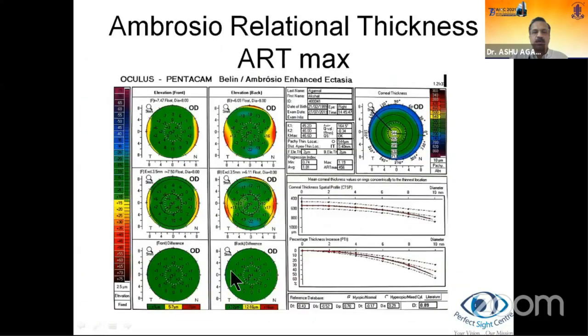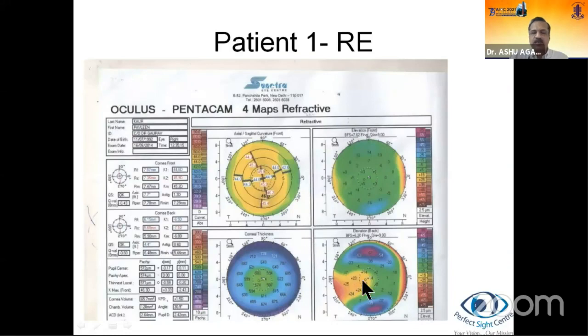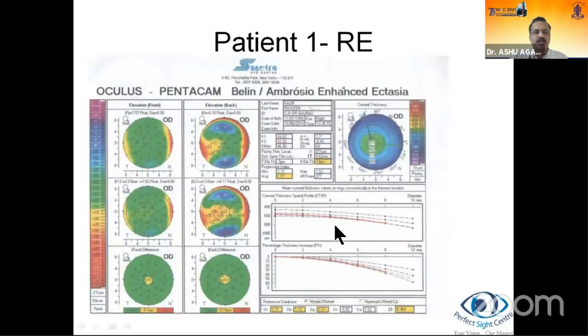Everything is looking normal over here. These Belin-Ambrosio displays, 1 is good, 2 is good, the lines are normal, these graphs are normal, the CTSP profile is normal, the ART max is good. And in contrast, in this map, you see the values here, it's plus 22, it's a little more for a 9 mm, it should not be more than 20, you become suspicious.